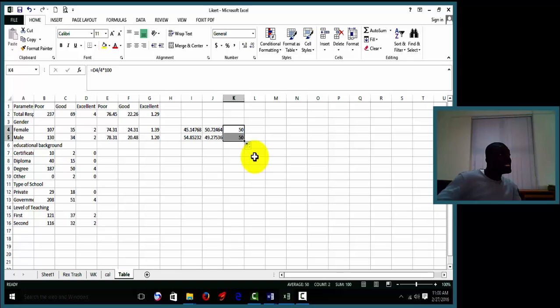Because the number of females is different from the number of males. So the fact that you are having 50 in each of the places means that the proportion of males and females that are there are equal. So if you come to look at this particular one, you realize that there is a higher number of females presenting with excellent attitude compared with males. But if you are here, the value is the same.